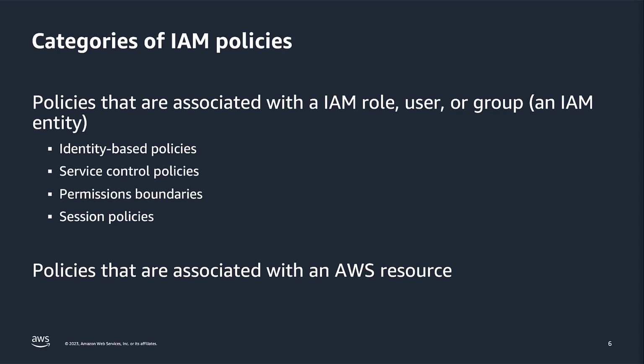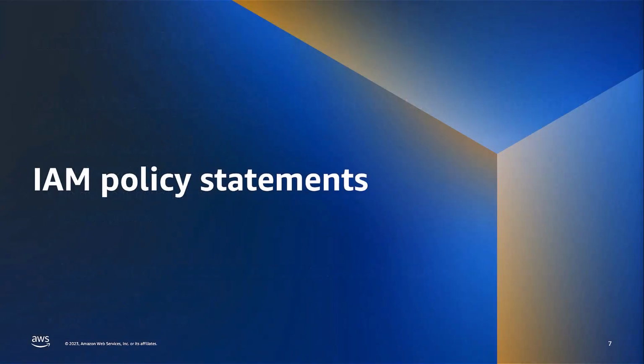Now, as for policies that are associated with an AWS resource, there are resource-based policies, and resource-based policies are policies that are attached directly to resources, such as an S3 bucket or an SQS queue. And then we have VPC endpoint policies, and VPC endpoint policies are policies that can control who can use and access a particular VPC endpoint. Now, all of these different policy types are made up of one or more policy statements. Let's expand a bit more on policy statements.